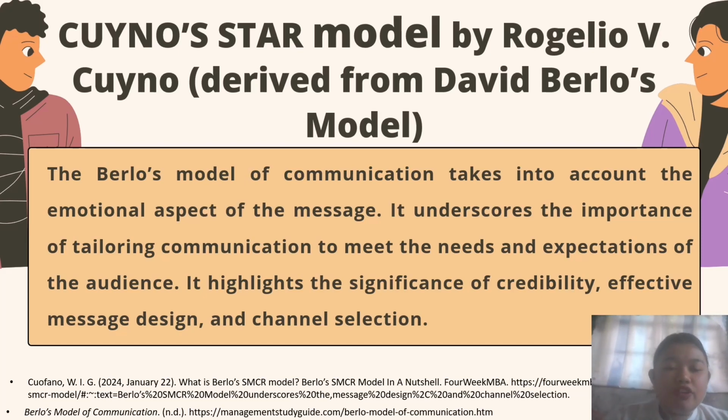So let's have first the elaboration of Berlo's model of communication, since the Koino-Star model of communication is derived from David Berlo's model, but the difference is the model is in the shape of a star. So basically, when you say the Berlo's model of communication, it takes into account the emotional aspect of the message. It underscores the importance of tailoring communication to meet the needs and expectations of the audience.